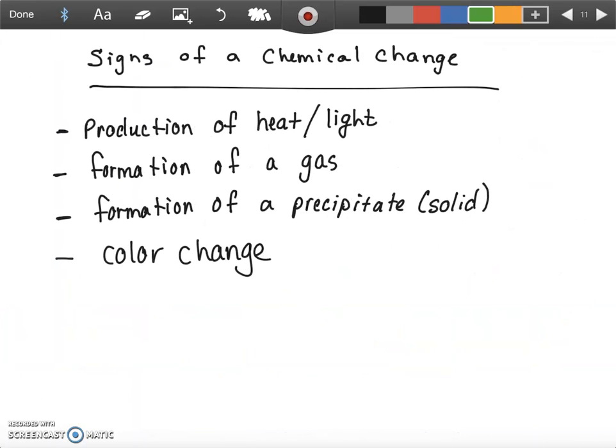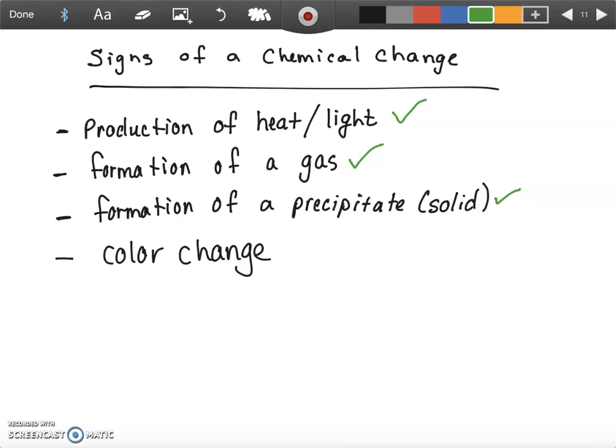In an actual lab situation, there are some signs to look for that give you a hint that a chemical change has occurred. So if you're doing a reaction in the lab and you see the production of light or heat, that's a pretty good indicator that a chemical change has occurred. If a gas starts forming, if you start seeing bubbles that isn't related to boiling, then that might also indicate that a chemical change has occurred. The formation of a precipitate or a solid, okay, is a good idea that a chemical change has occurred. And you'll normally see this when you mix two liquids together and then this solid forms and sinks right to the bottom.